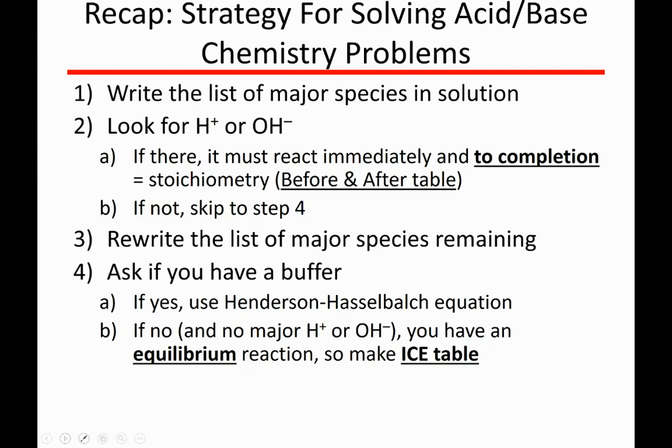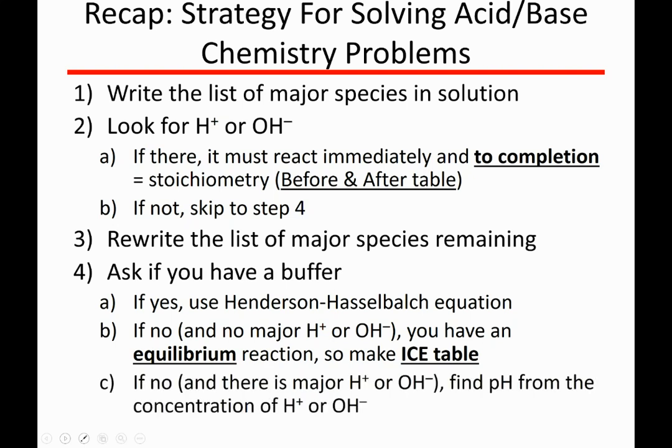If you don't, and you do not have H plus or hydroxide as major species, then there's an equilibrium reaction occurring. Write the reaction between the strongest acid and the strongest base. This is an equilibrium reaction, and so you're going to set up an ICE table to solve the problem. You'll have to figure out if you have a Ka or a Kb that you're dealing with, and what the value of Ka or Kb is. And when you make the ICE table, you must use concentrations and molarities. Do not use moles in the ICE table.